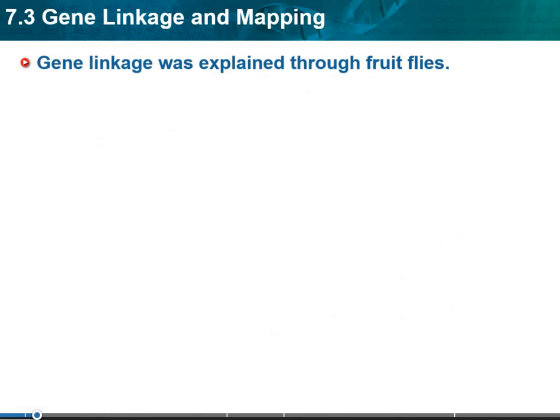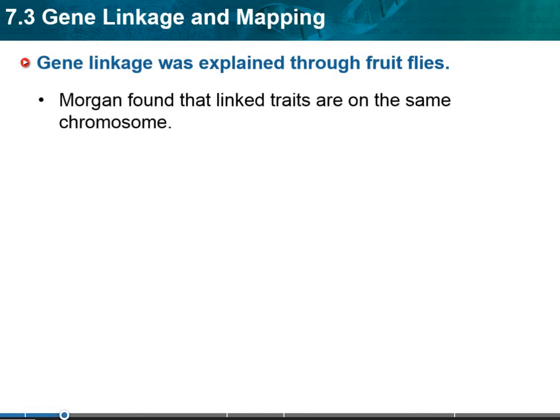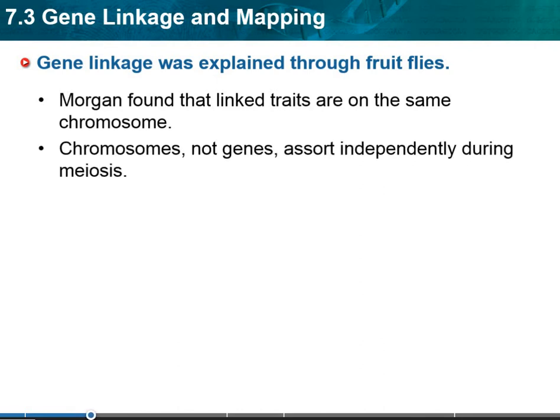The person that had done the work on this was Thomas Hunt Morgan, and he was working with fruit flies. Morgan found that linked genes are on the same chromosome. Chromosomes, not genes, assort independently during meiosis. So that was one change to Mendel's principles. Mendel just said that it was genes that assorted independently. Now we know that it's chromosomes that assort independently.